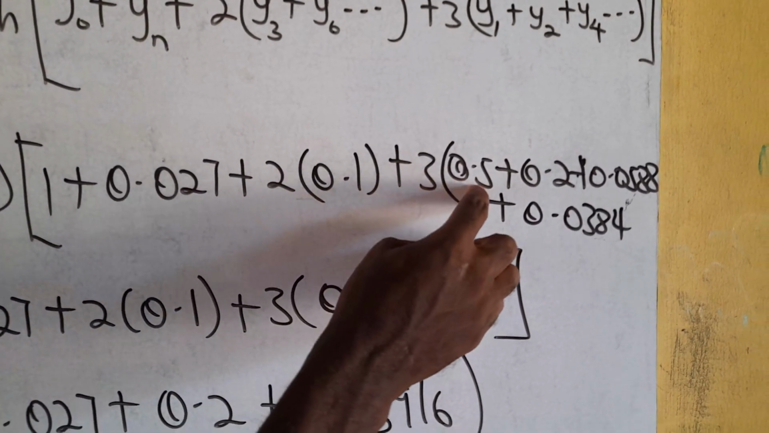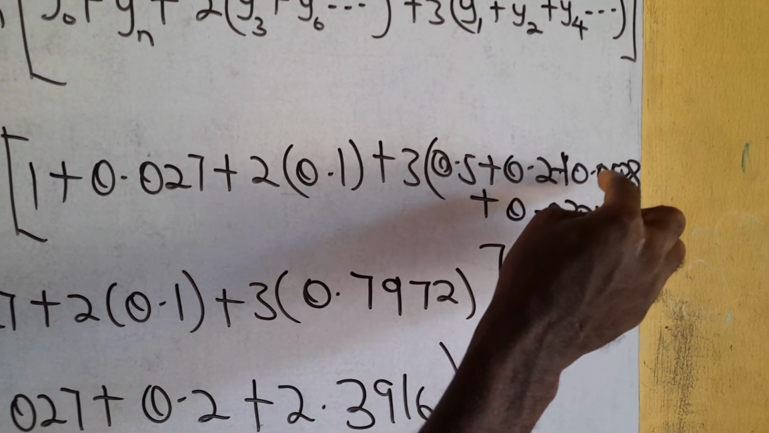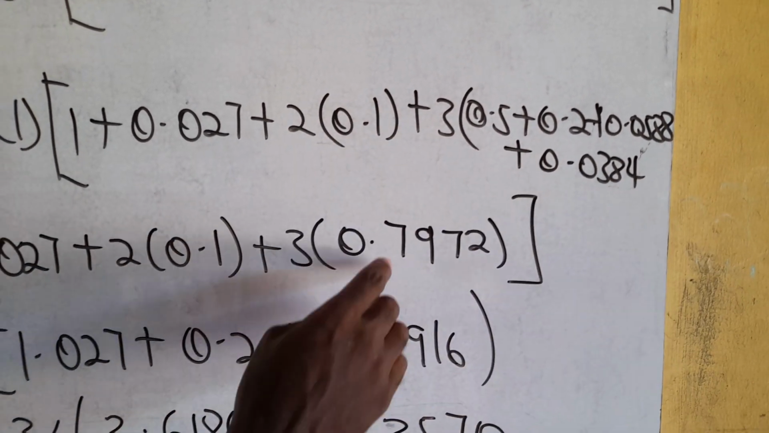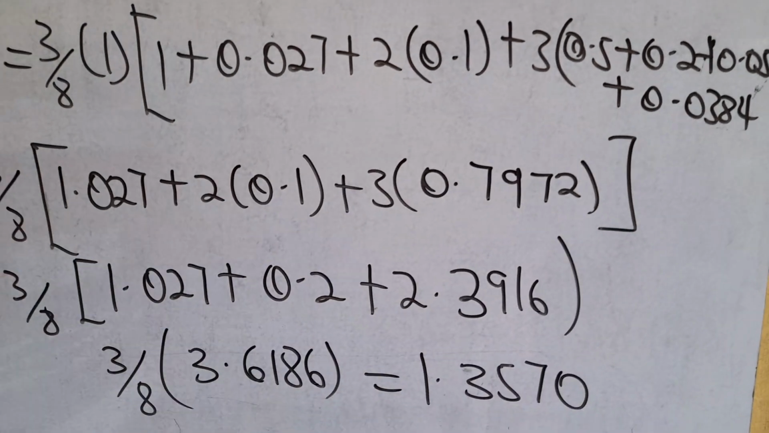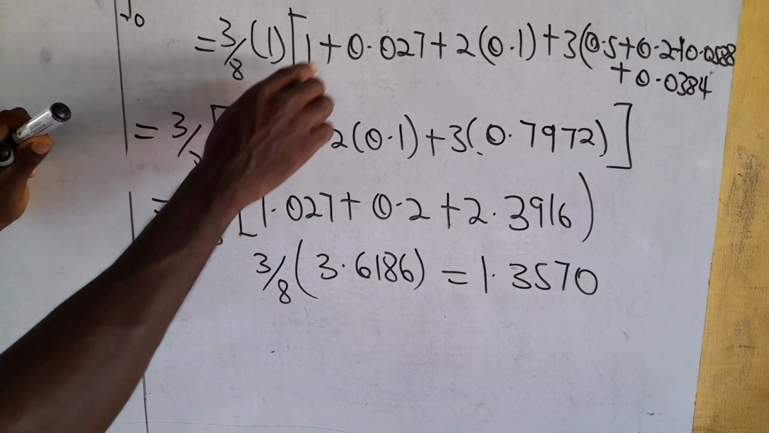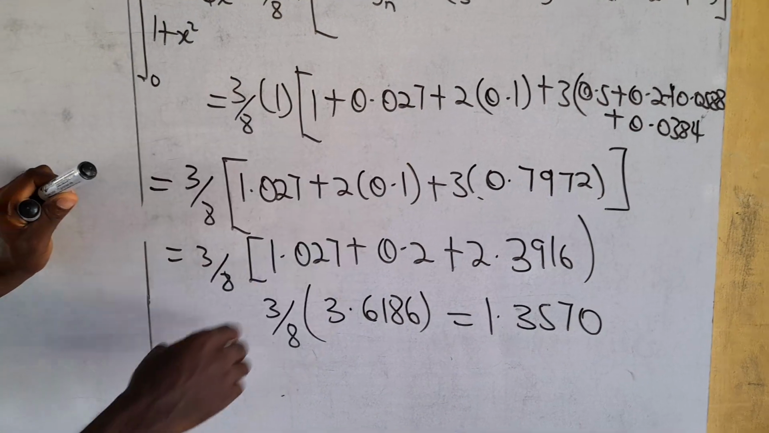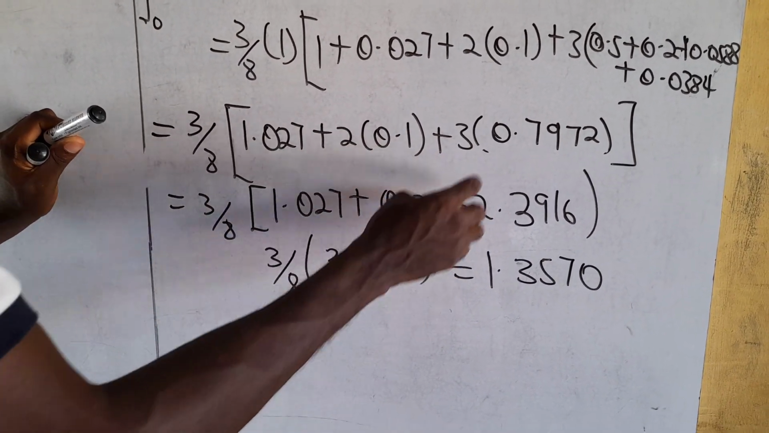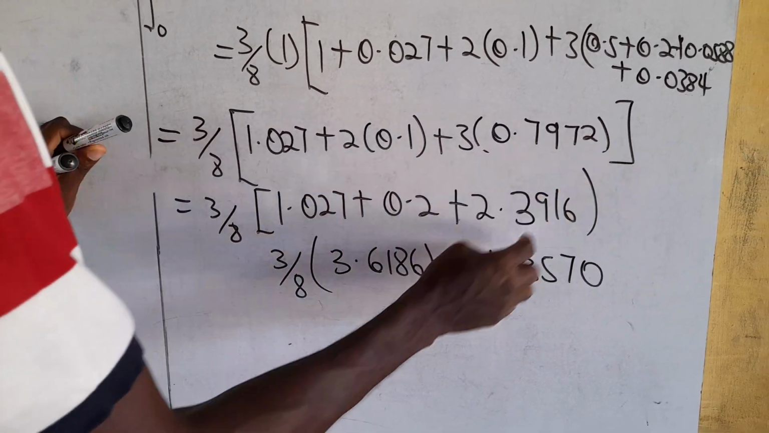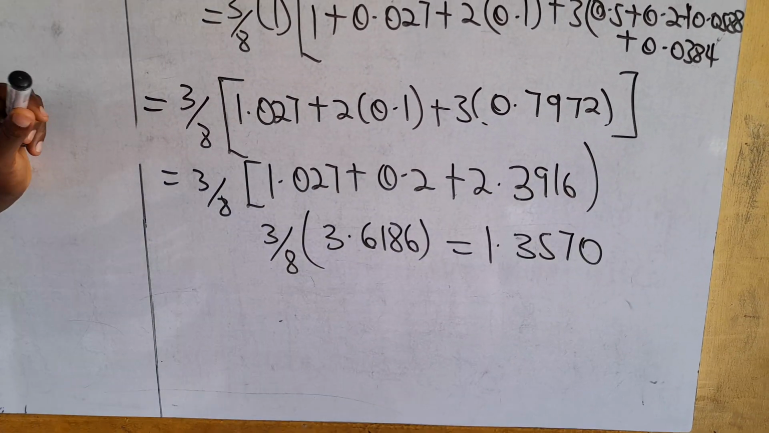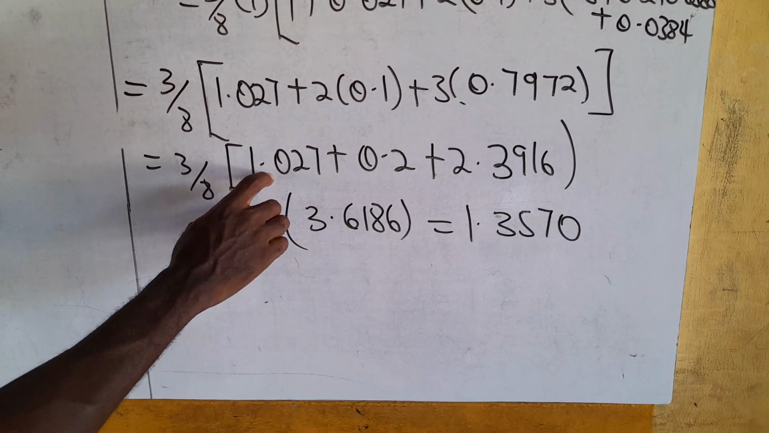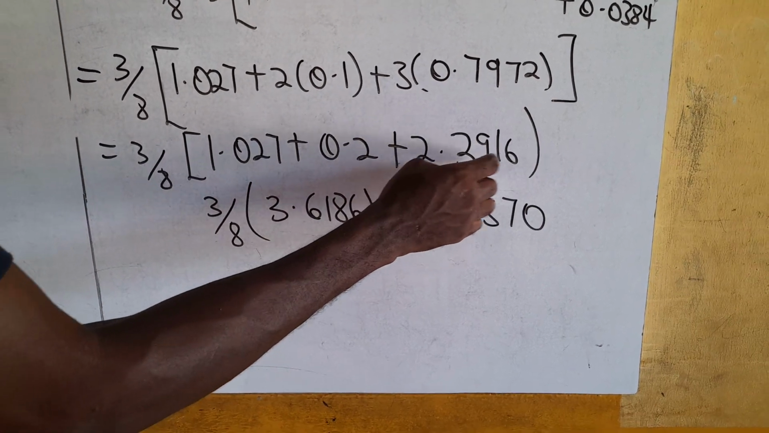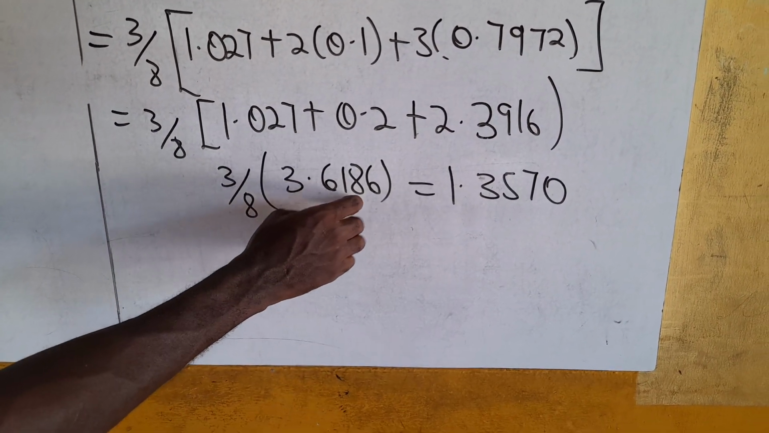So I'll add 0.5 to 0.2 to 0.0588 to 0.0384. We'll get 0.7972. And 3 will multiply that. So 1 plus 0.027 will be 1.027. 2 times 0.1 will be 0.2. And 3 times 0.7972 will give us 2.3916. And when we add 1.027 to 0.2 to 2.3916, we get 3.6186.